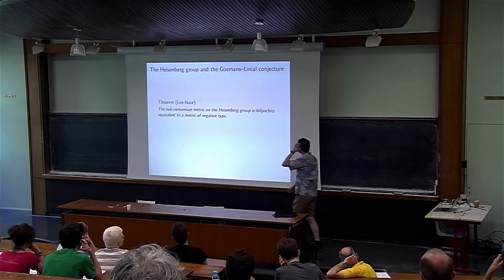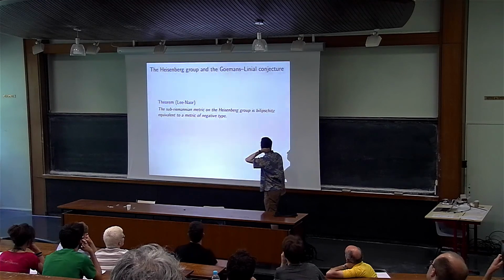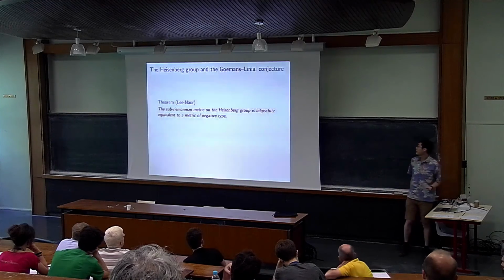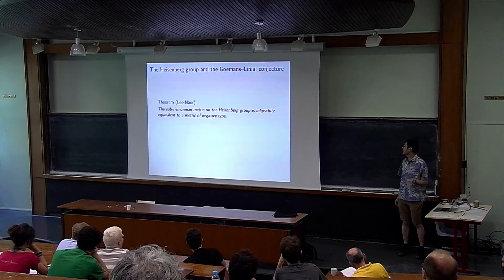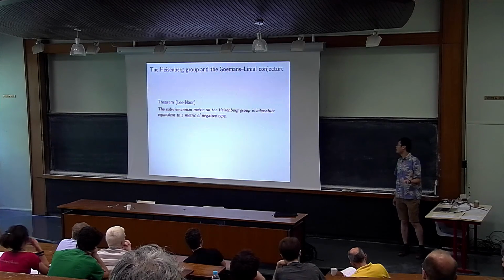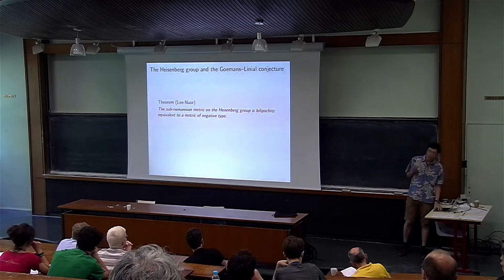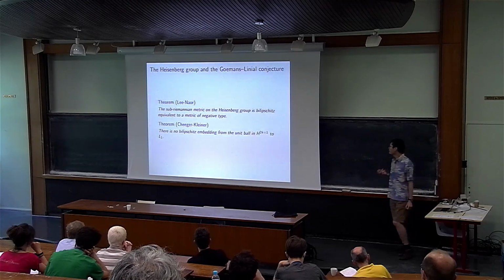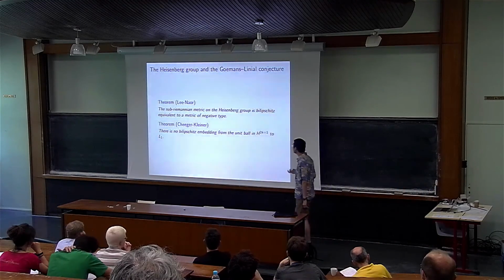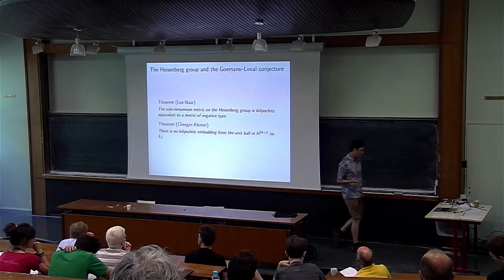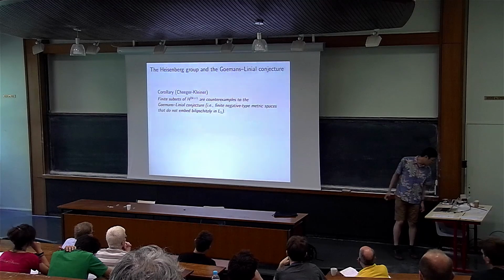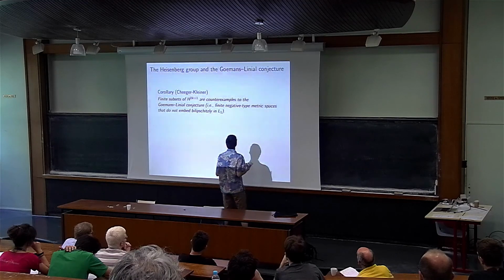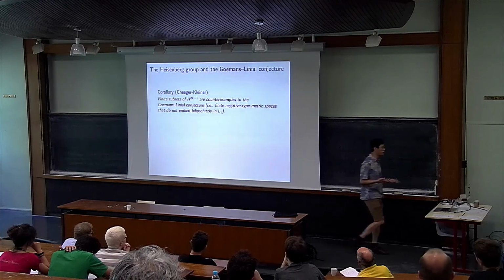Well, Lee and Naor proved that the sub-Riemannian metric on the Heisenberg group is actually bi-Lipschitz equivalent to a metric of negative type. Remember that the Goemans-Linial conjecture stated that every finite metric space of negative type embeds bi-Lipschitzly in L1. And it turns out that the Heisenberg group actually does not embed very well in a wide variety of spaces. In particular, Cheeger and Kleiner show that there's no bi-Lipschitz embedding from the unit ball in the Heisenberg group to L1. And so consequently, that means that finite subsets of the Heisenberg group are counterexamples to the Goemans-Linial conjecture. That is, they're finite negative type metric spaces that do not embed bi-Lipschitzly in L1.